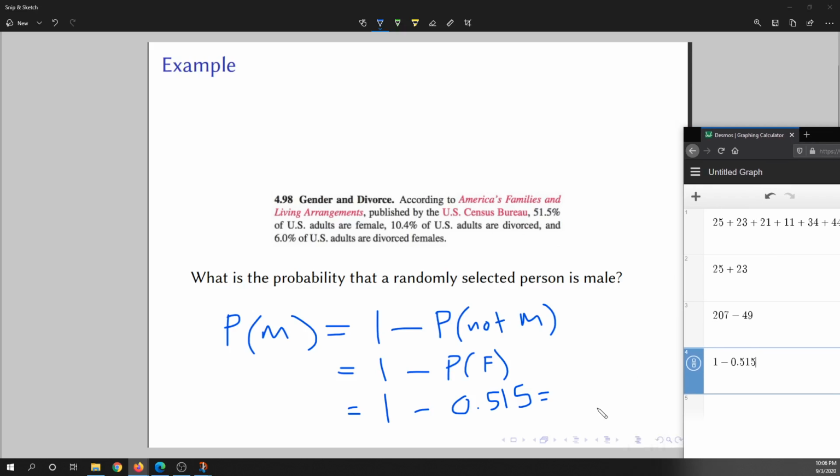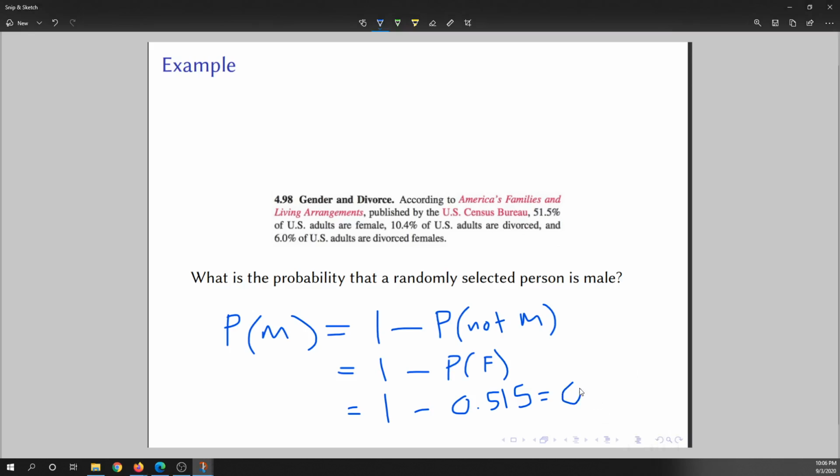48.5, so good thing I did that. It's been a long day. 0.485. Okay. And so here we had no choice but to use the complement rule. You could have skirted around the complement rule in the other examples that I showed you, but really not so much in this one. That's the only way you're going to get a handle on that, because again, we don't really have the data involved here, okay? All right, and that is it on the complement rule.